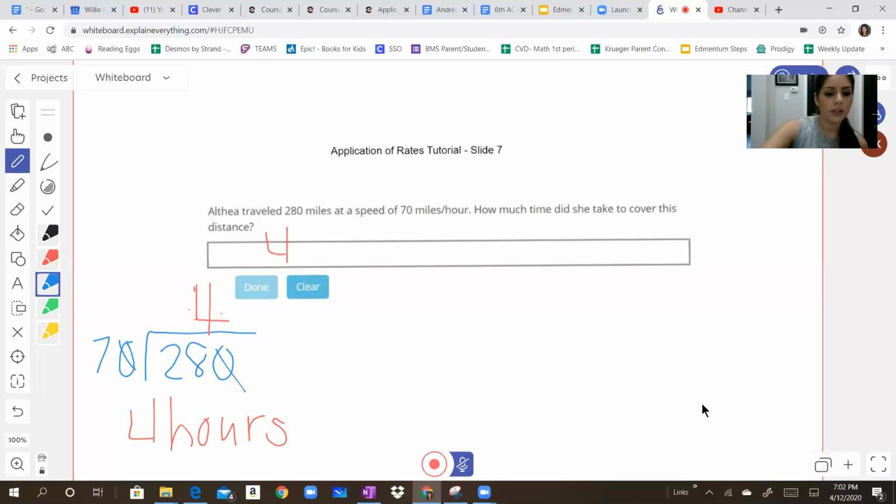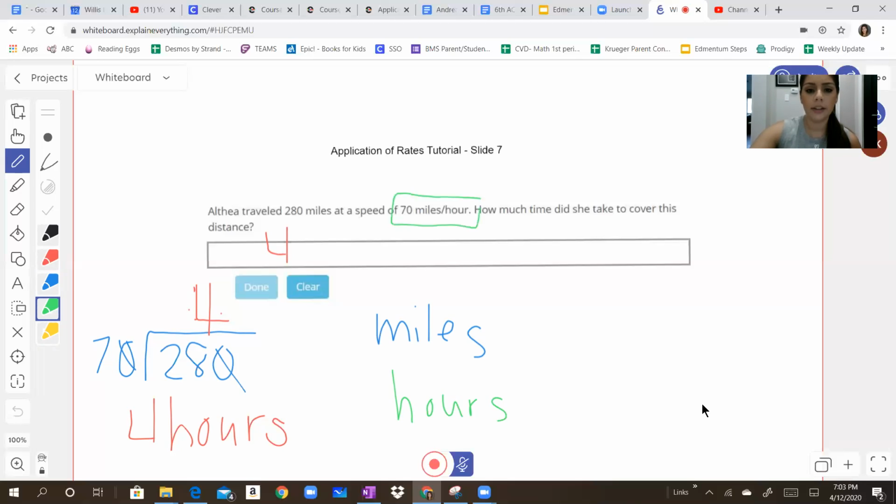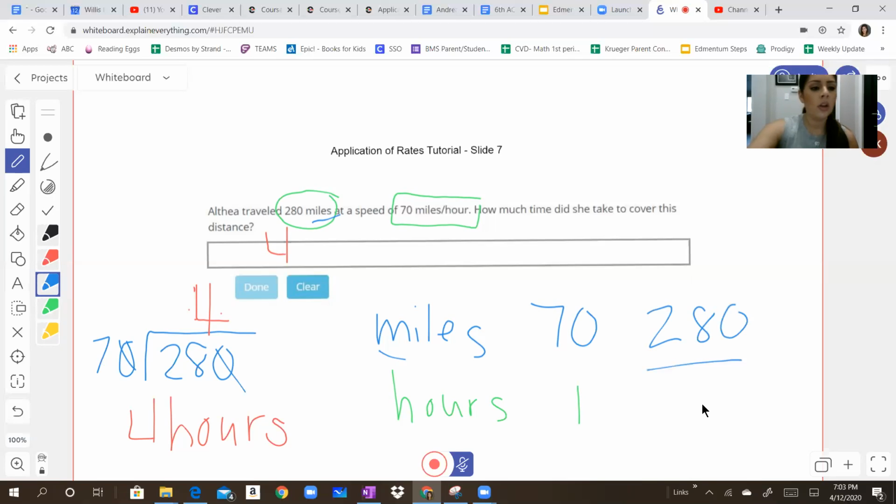Well, let me further illustrate that. So we have our miles, and we're looking for time or hours. They gave us the rate here, they gave it to us already: 70 miles and 1 hour. And they told us over here she traveled 280 miles. So we know miles goes with miles. So we're going to keep 280 with our miles, which means our variable goes in hours.